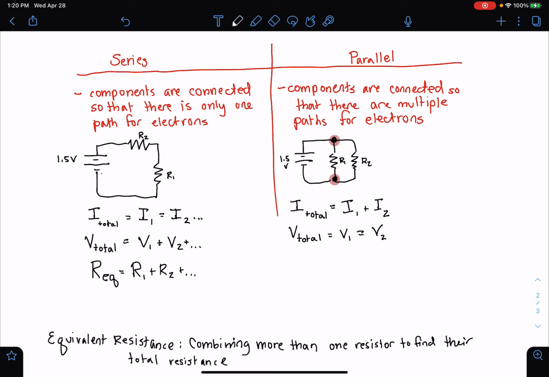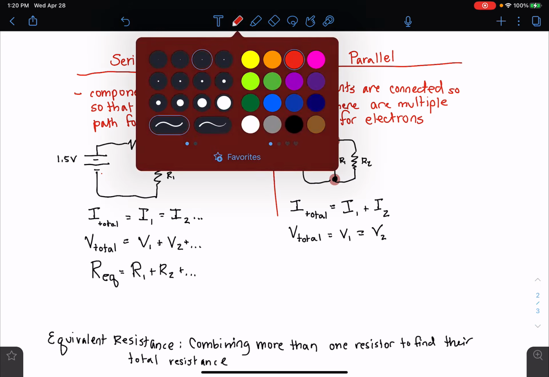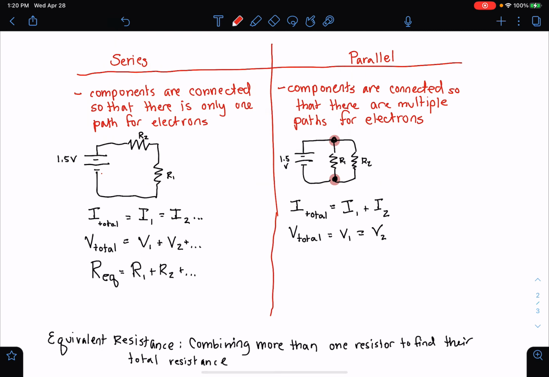When it is in parallel, it's a little bit more complicated, and let me show you where it comes from before I write down the formula. So I know that the total current is equal to I1 plus I2. I also know, because of Ohm's law, that voltage divided by resistance equals current. So I can substitute that in.